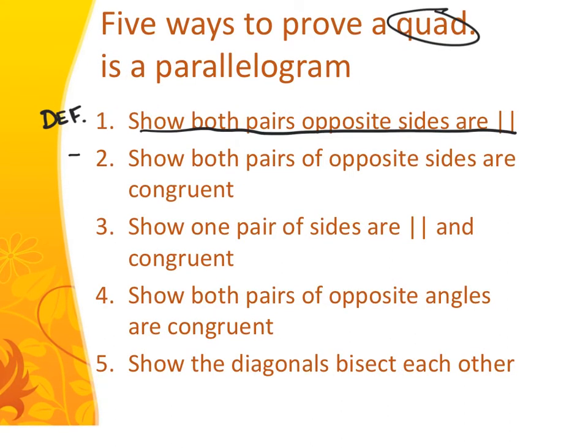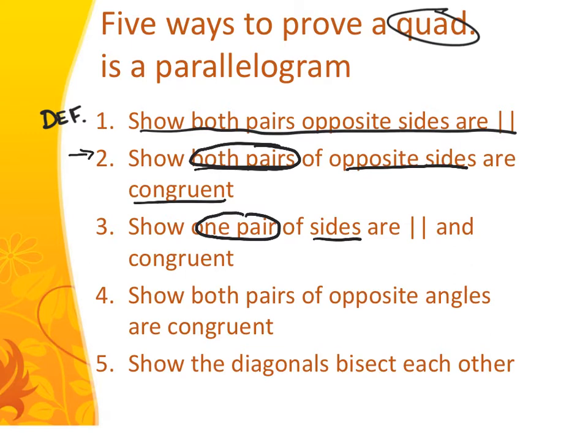So then our next way, the second of the 5 ways, is you can show that both pairs of opposite sides are congruent. That's like the first slide that we saw. Both pairs of opposite sides are congruent. Has to be both. Then we found out that we could also do it with one pair of sides that are both parallel and congruent. They have to be both. It can't just be one.